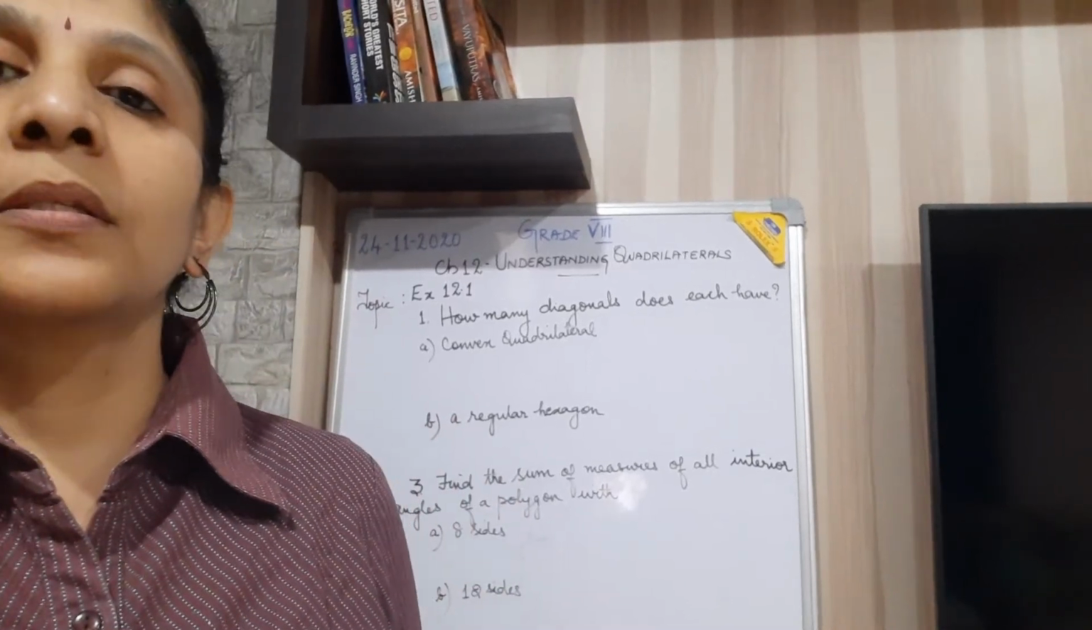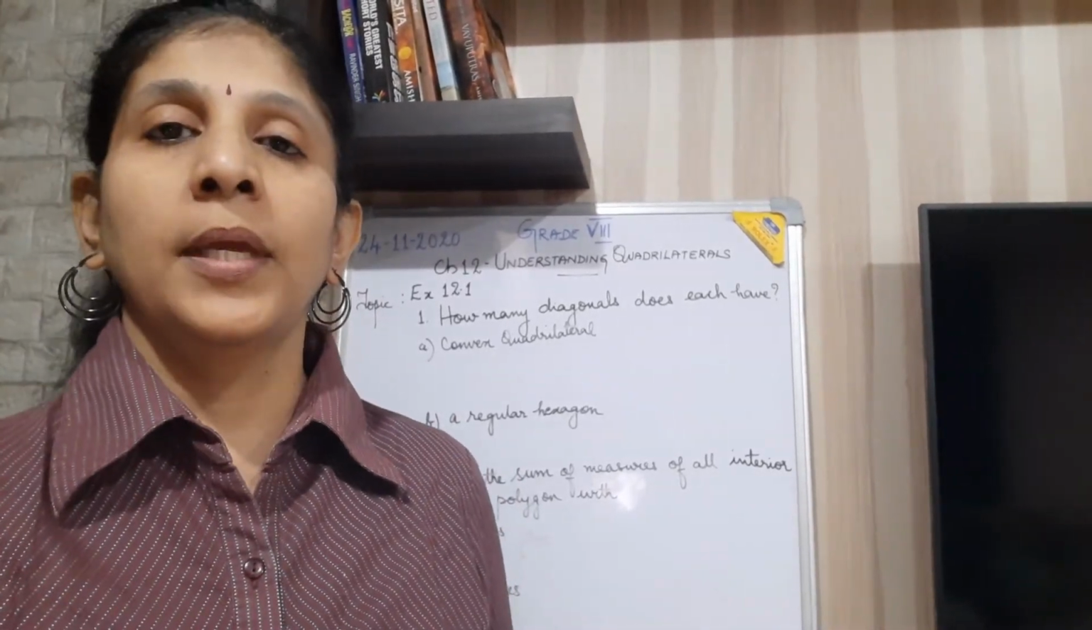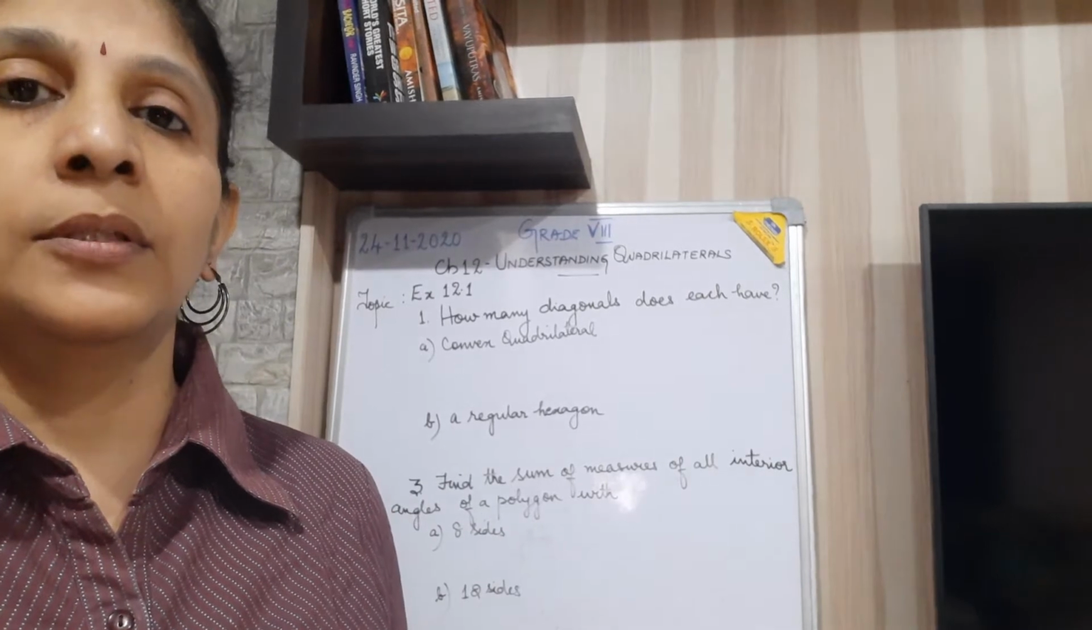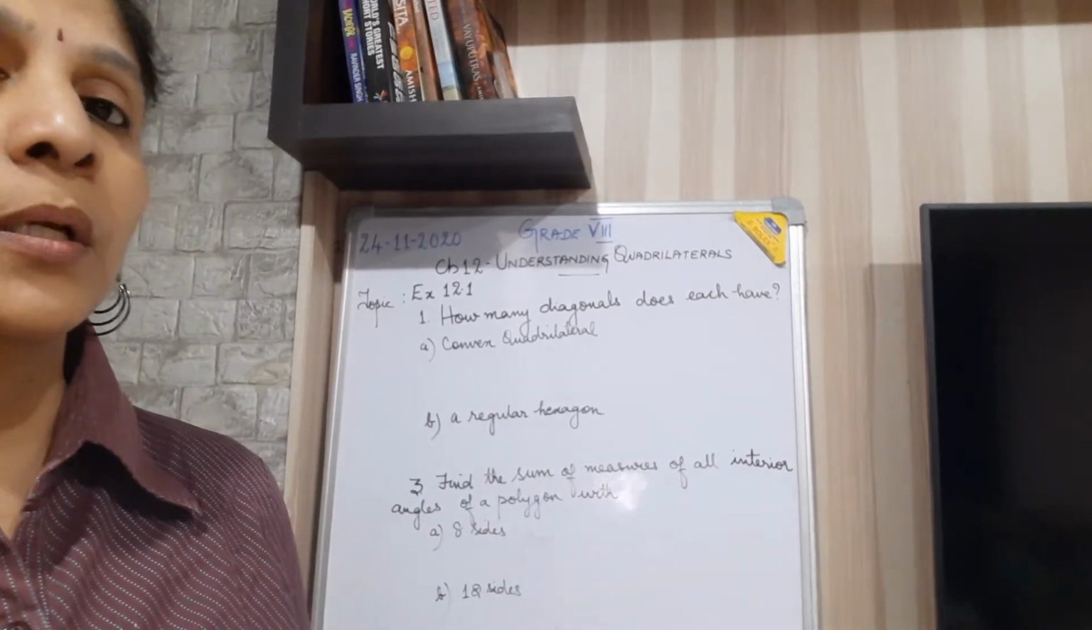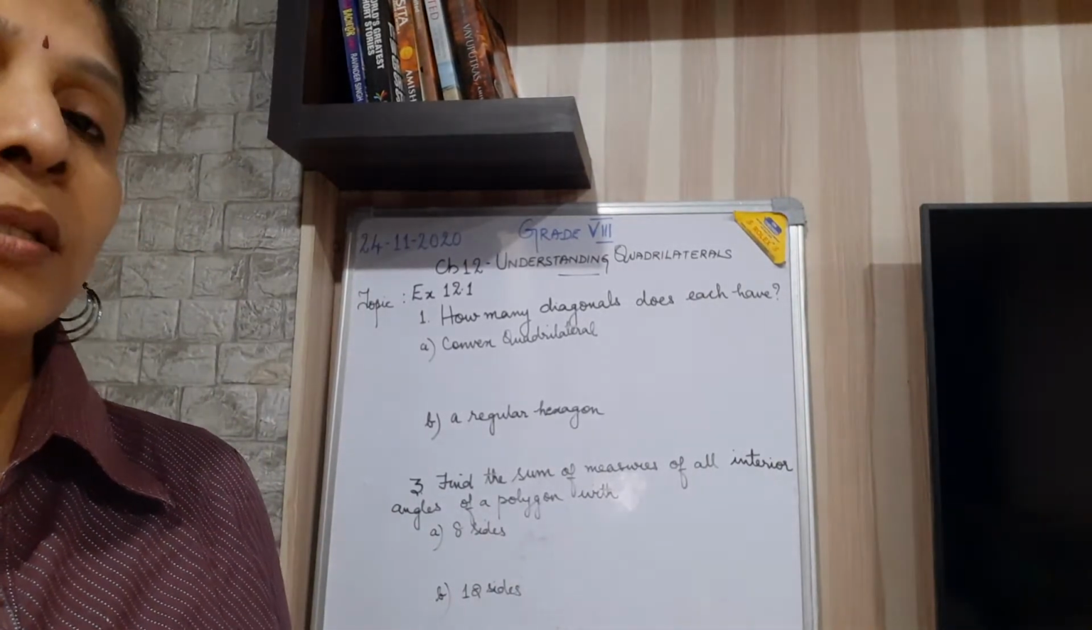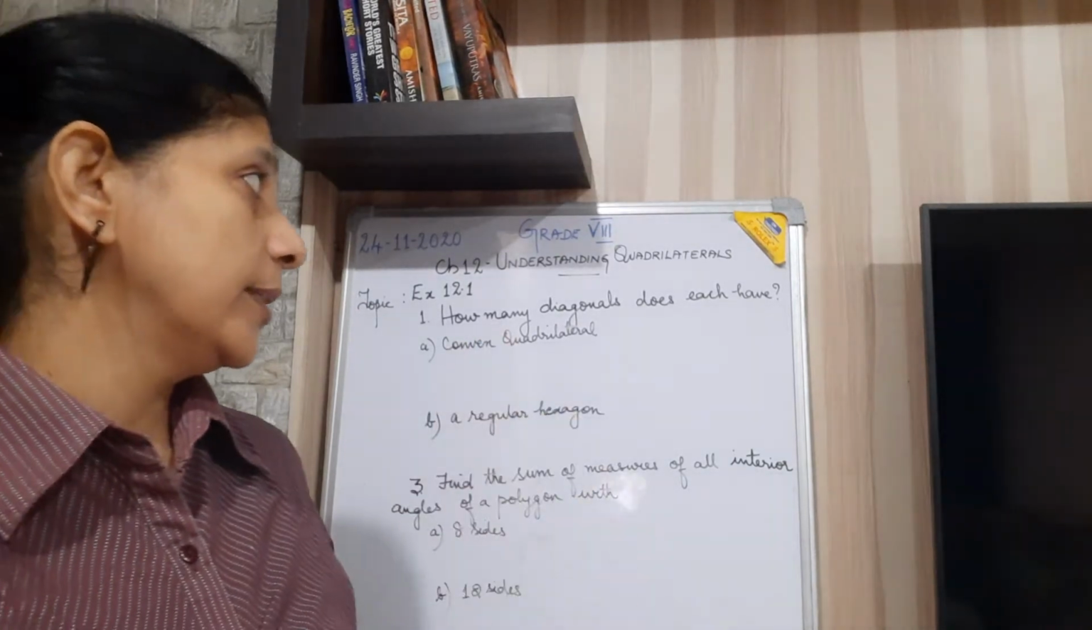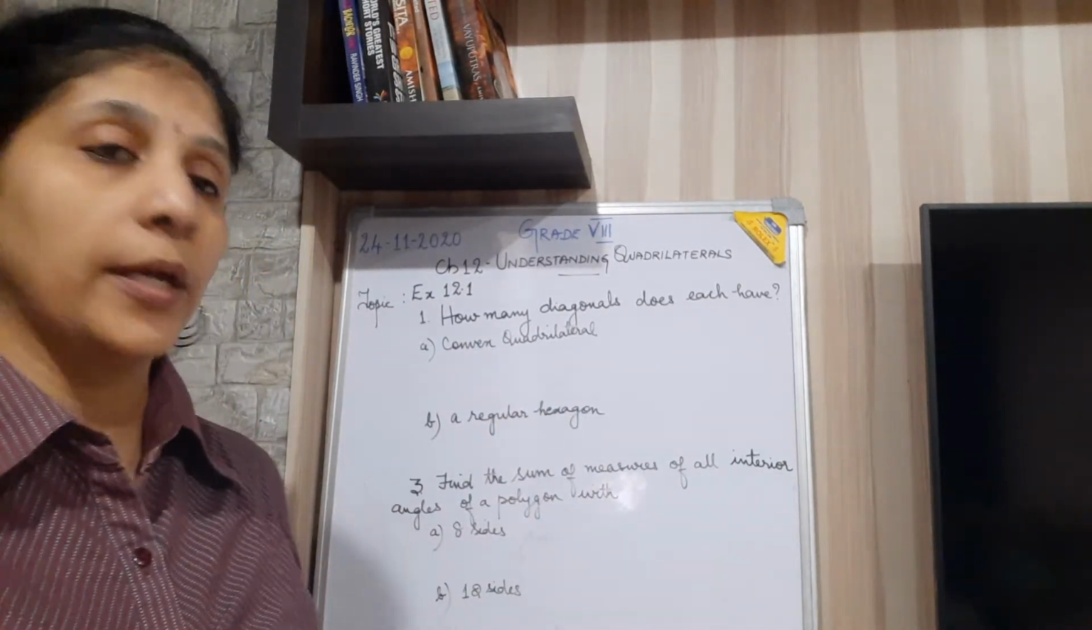Good evening, students. Today you are going to do exercise 12.1, that is chapter 12, understanding quadrilaterals. So the first question is, how many diagonals does each have?